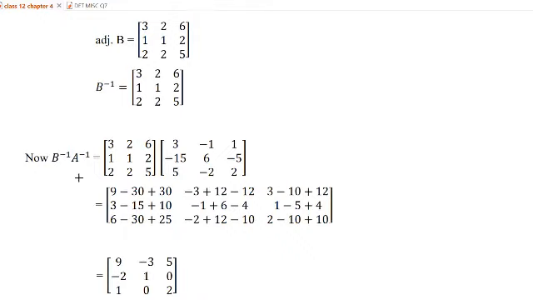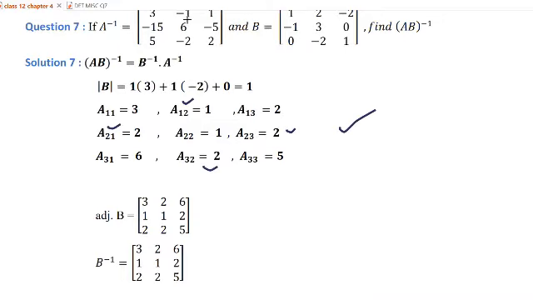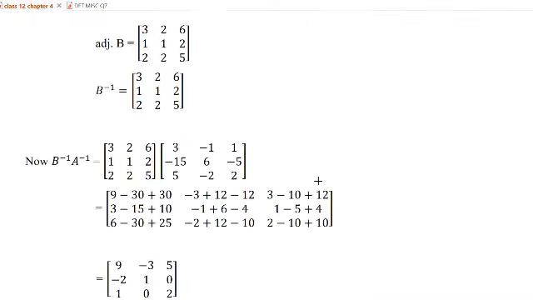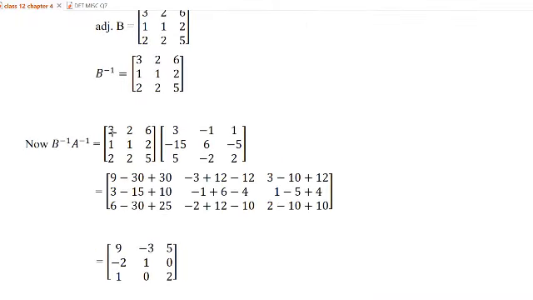Yes, now B inverse into A inverse. This is B inverse, and A inverse is already given in the question itself. And now simply we'll multiply row with column. So 3 3s are 9, minus 30 plus 30. Next column, minus 3 plus 12 minus 12. Next column, 3 minus 10 plus 12. Right, so this is how we multiplied the first row with all the columns.